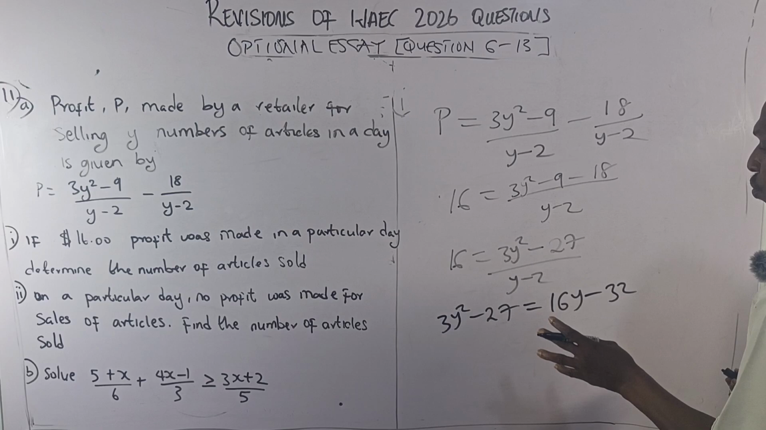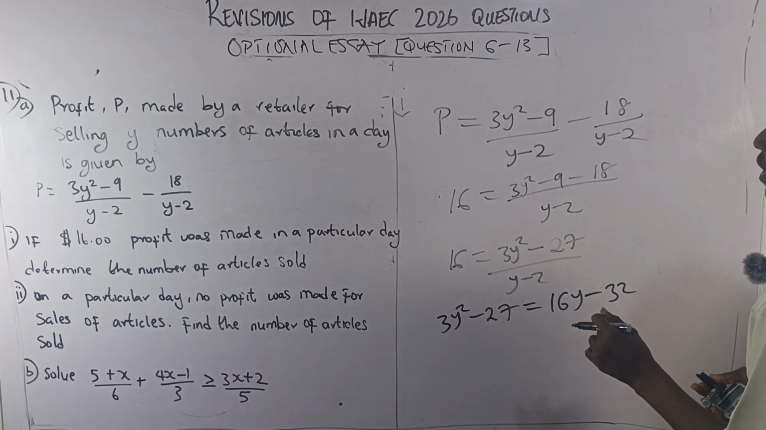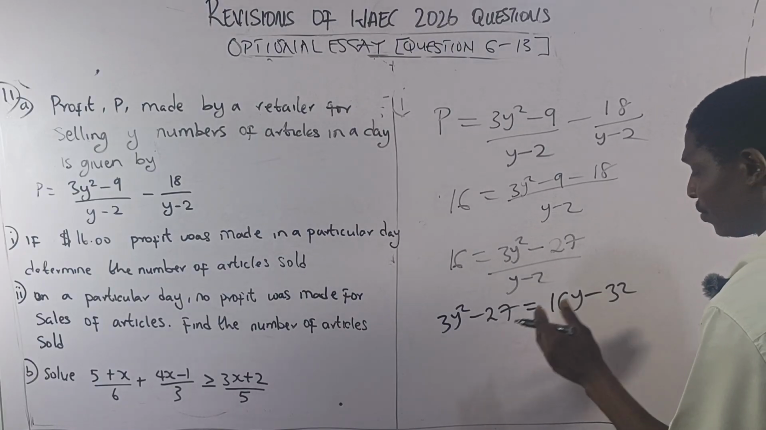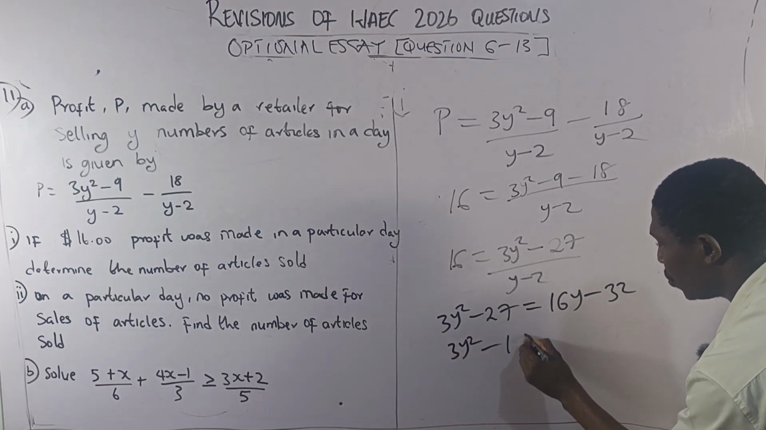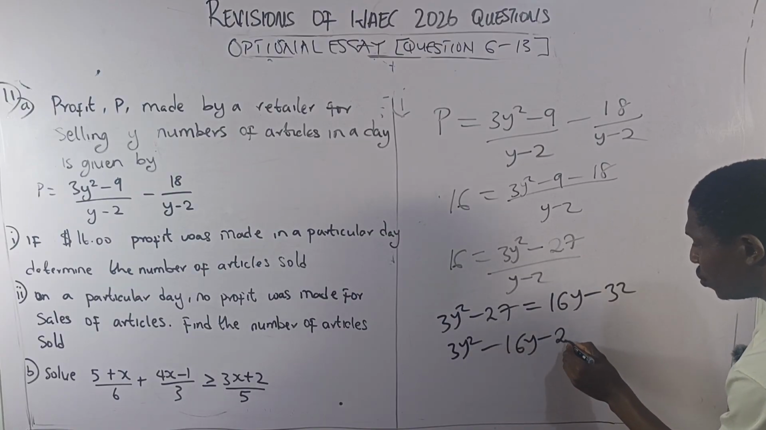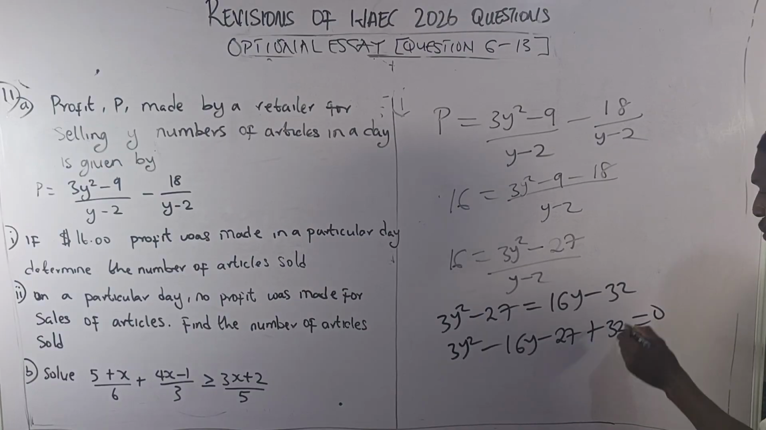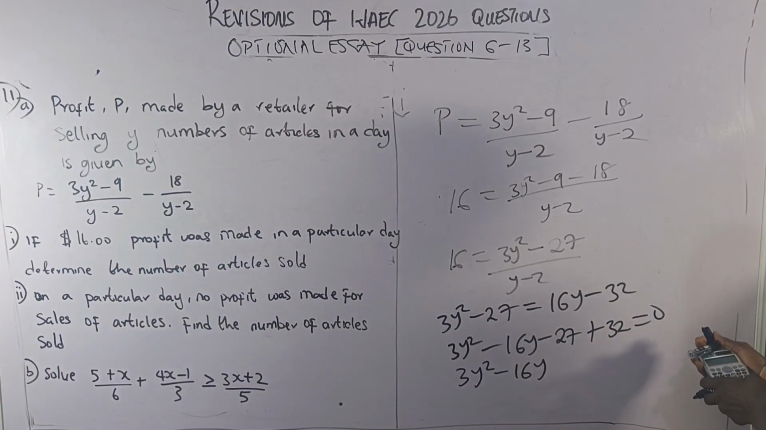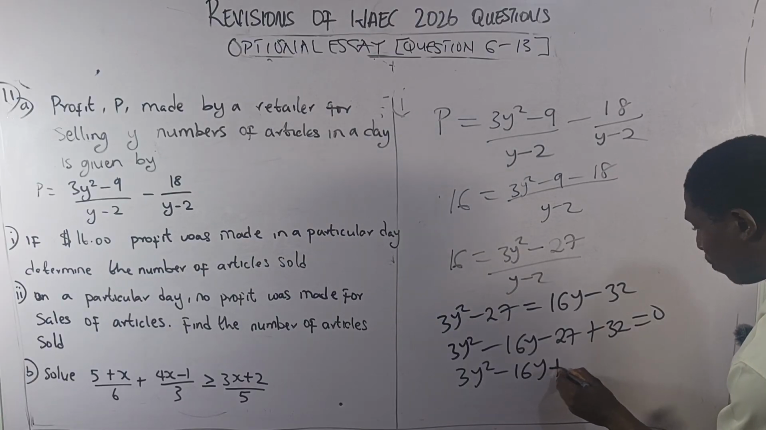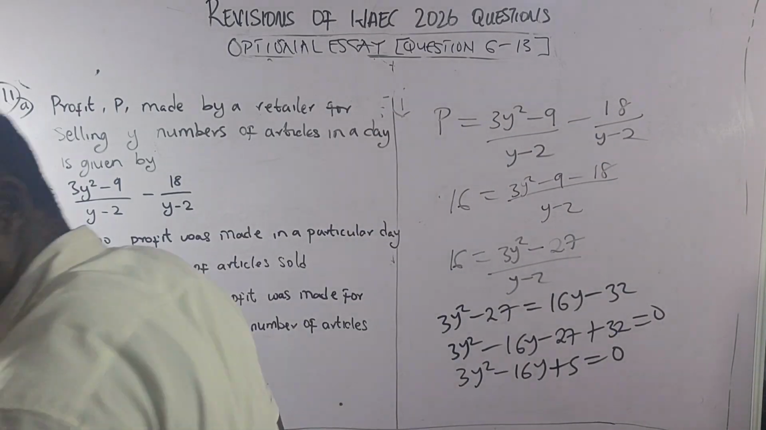Now, rearranging to favor us in solving the quadratic equation by factorization, I have 3y squared minus 16y minus 27 plus 32 equals 0, and this will give me 3y squared minus 16y, and 32 minus 27 gives plus 5, equals 0. Now we'll try to factorize.